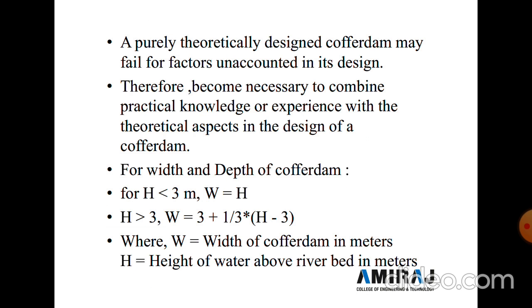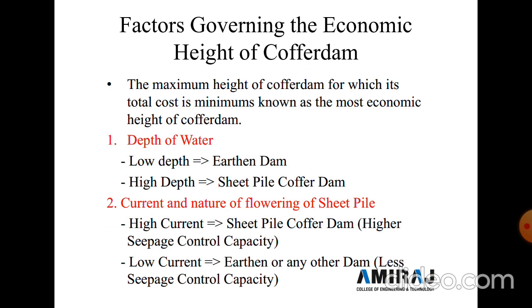Now next are the factors governing the economical height of the cofferdam. The height of the cofferdam for which its total cost is minimum is known as the most economical height of the cofferdam. First is the depth of the water. If the depth of the water is low, we use an earthen dam. If the depth of the water is higher, we use a sheet pile cofferdam.